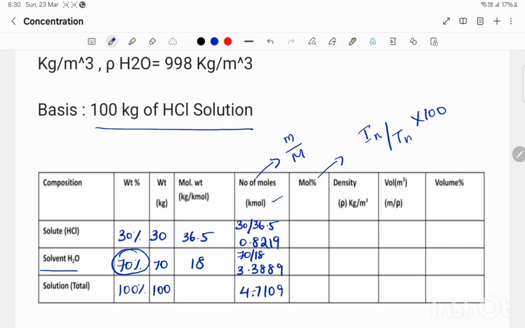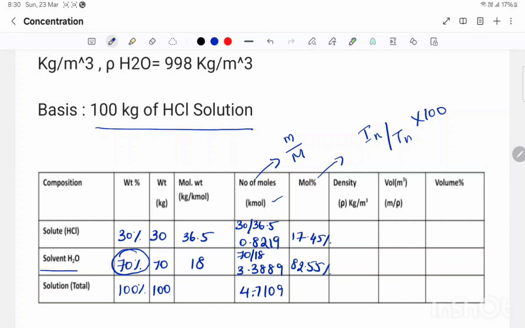So individual number of moles is 0.8219 divided by 4.7109 into 100 is 17.45%. Next, for water, 3.3889 divided by 4.7109 into 100 is equal to 82.55%. So next we have to find out what is volume.